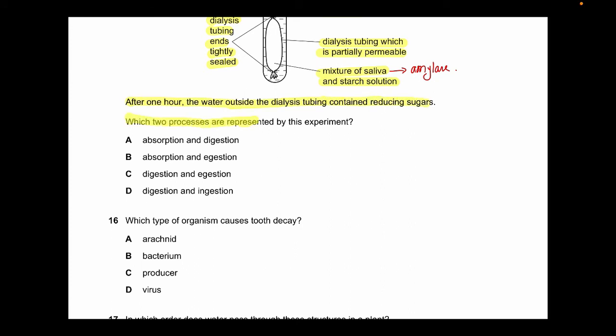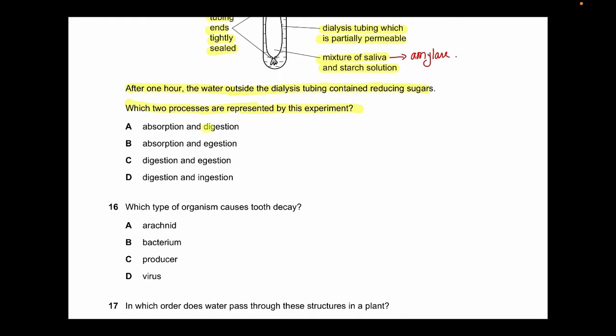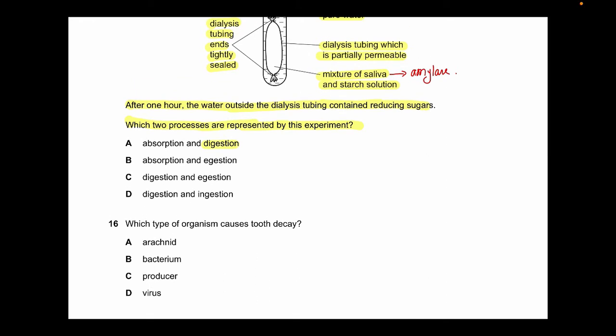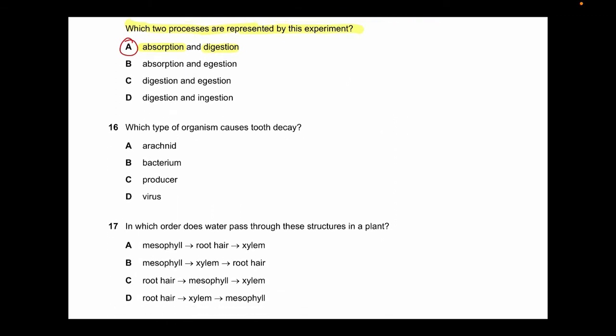Which two processes are represented by this experiment? So definitely starch is being digested. All right, so digestion is taking place. And because we can find the reducing sugar, the simple reducing sugar, leaking into the surrounding water, it's going from a region of high concentration to low concentration. Definitely represents absorption. So option A is the correct option.